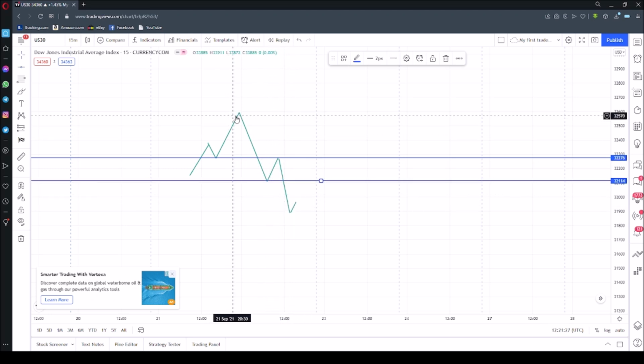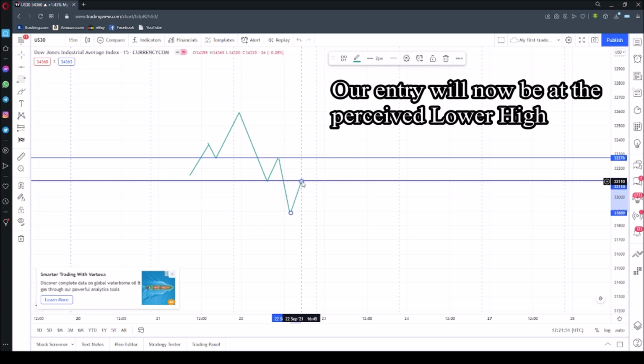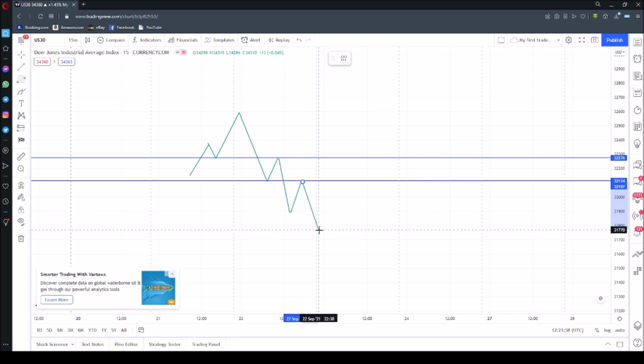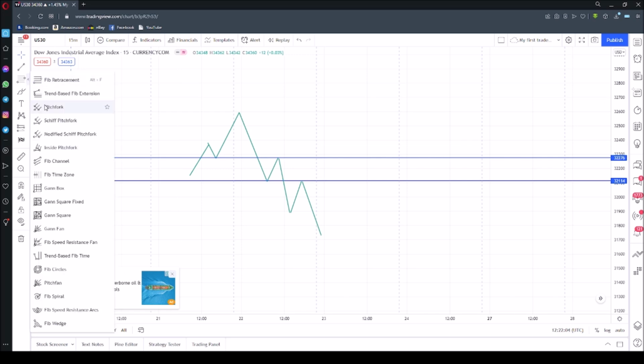So if this happens, whereby we've broken structure, we've created a lower high and a lower low, we have actually proved that the trend is now a downward trend using this evidence. So our entry is now going to be in support of this downward trend. Our entry will be at the perceived lower low, like this. This is the point where we will expect to enter the market.